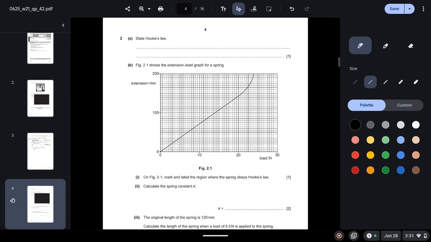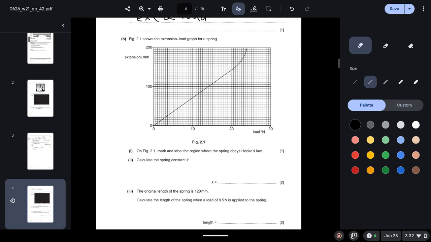State Hooke's law. So Hooke's law states that the extension is directly proportional to the load, given that the limit of proportionality is not reached. So you will also have to mention that.